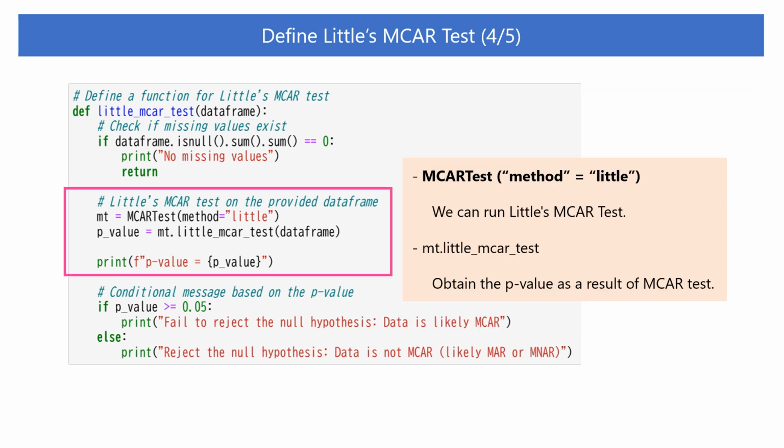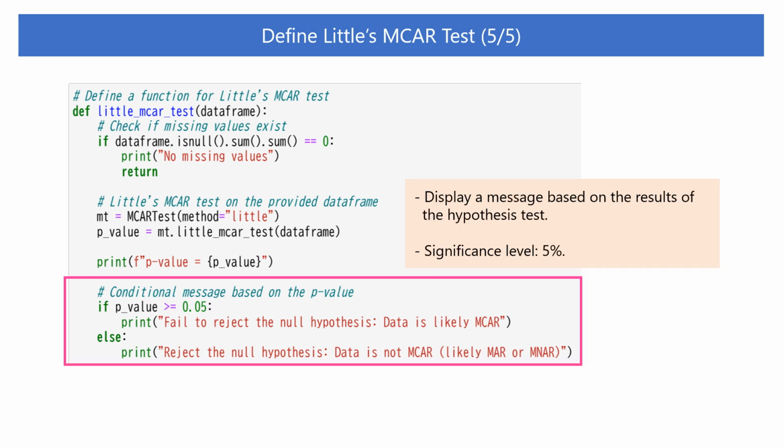Next, let's set up a class to run the MCAR test. Set the argument method to Little so that we can run Little's MCAR test. Let's name this as MT. Then, apply the little_mcar_test we have just defined to MT and set it so that we can obtain the p-value as a result of the MCAR test and store the p-value in the variable named p_value. Then, using the print function, display the calculated p-value.